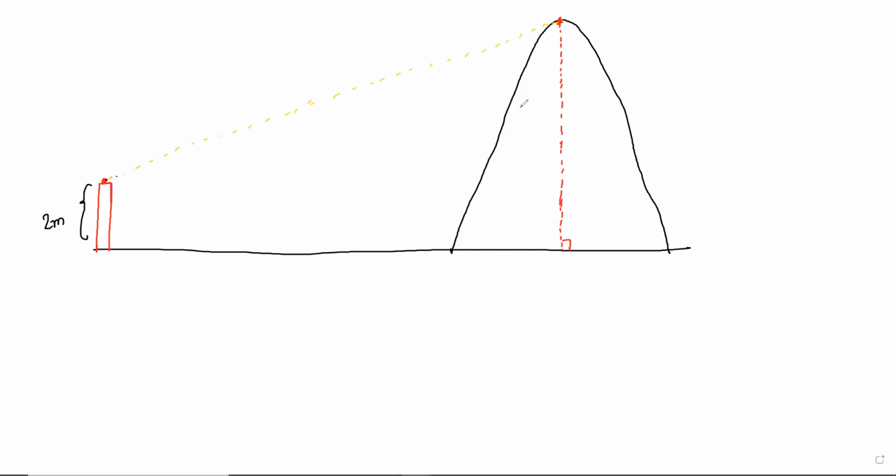Such that, of course, you can always adjust it, such that it hits the tip. It hits the tip of the mountain. Okay, let's assume that it hits the tip.